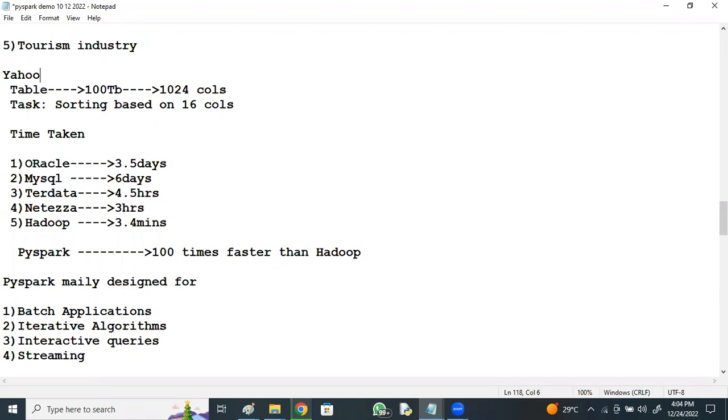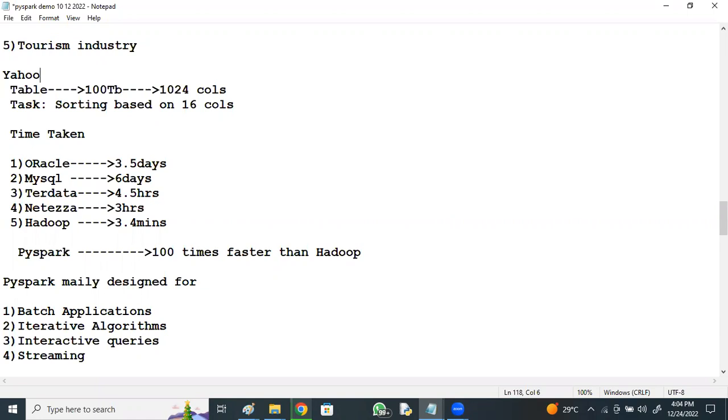Oracle has taken 3.5 days. MySQL has taken 6 days to process this. Teradata, a specialized database used for data warehouse purposes, has just taken 4.5 hours, right? But there is one more specialized database used for data warehouse purposes, Netezza, which has taken 3 hours. And finally, Hadoop has just taken 3.4 minutes, right?